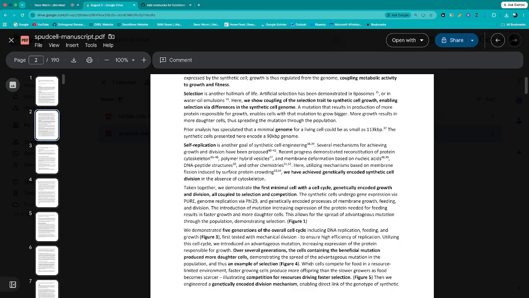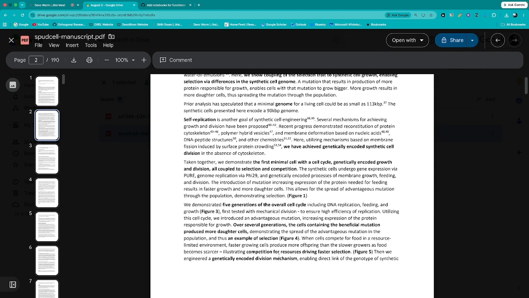When cells compete for food in a resource-limited environment, faster-growing cells produce more offspring than the slower growers as food becomes scarcer, illustrating competition for resources driving faster selection. So basically, they're able to account for all the reactions within the cell. They're able then to control the food source, and as a result, they're able to build a system where they can characterize some of these processes in as much detail as they can.